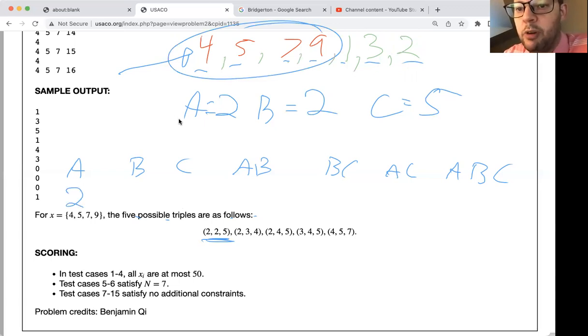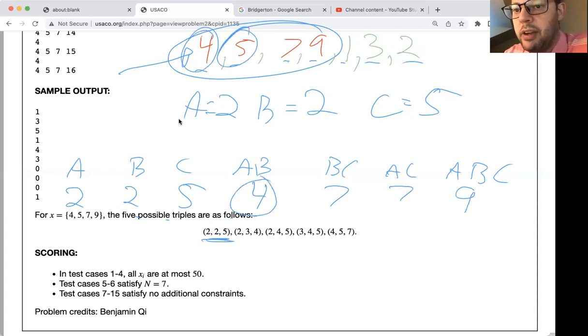A by itself is 2, B by itself is 2, C by itself is 5, A and B is 4, B and C is 7, A and C is also 7, and A, B, and C is 9. So then we look, is 4 in the set? Yes. Is 5 in the set? Yes. Is 7 in the set? Twice, actually.